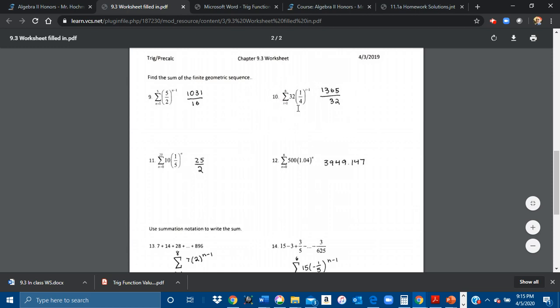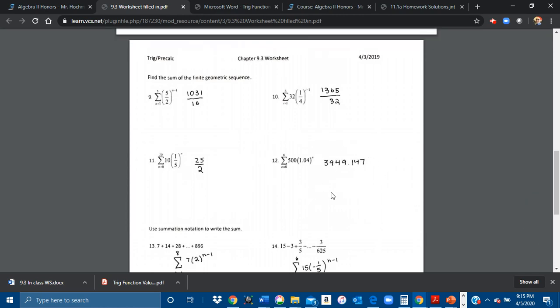Number 10, if I plug this into my calculator correctly, 1365 over 32. Number 11, if I plug that into my calculator correctly. Now this one goes from 0 to 20, so make sure that you plug that in correctly. 25 over 2.